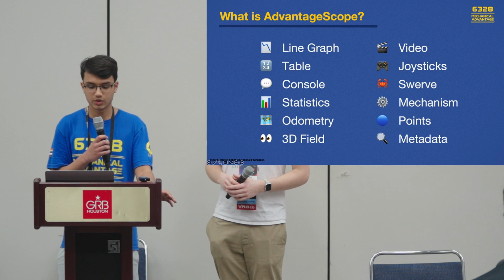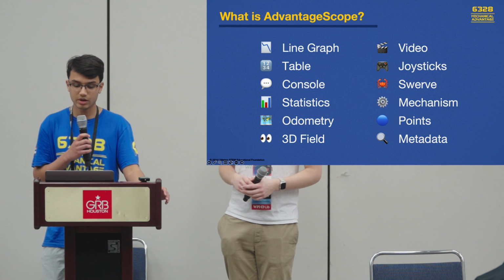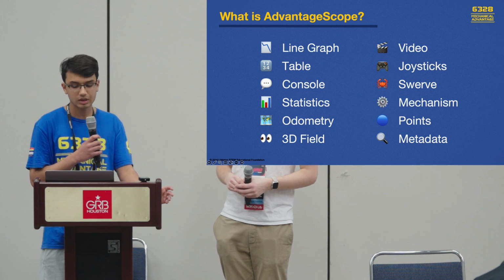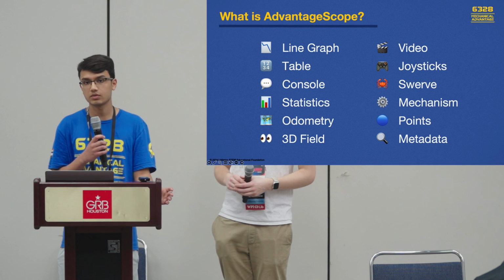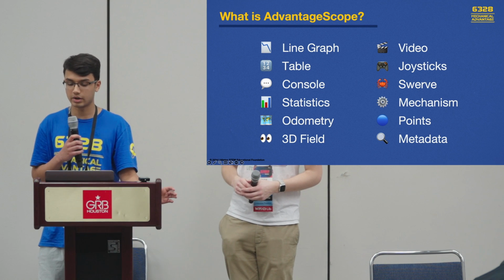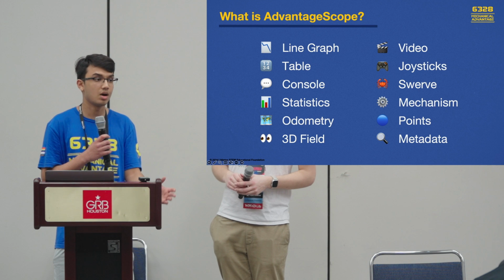Here's a complete list of the visualization tools available in AdvantageScope. You can see we have basic views like line graphs and tables, and then some more complex views like 3D fields, joystick views, and swerve diagrams. Many of these views can even be combined.